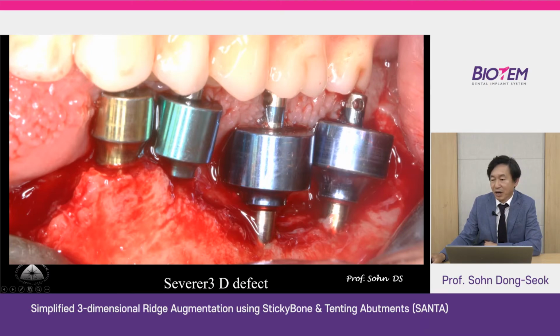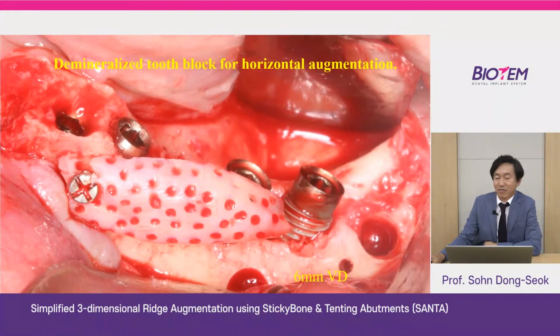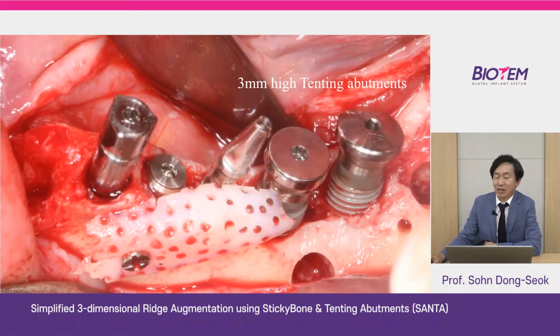You can see the huge vertical defect on the left posterior mandible. So as an alternative to the tenting pole screw, two implants were placed. At the same time, you can see now the 6 mm vertical defect. For horizontal augmentation, the mineralized osteoinductive tooth bone block was grafted on the buccal around the premolar implants. One mini implant was placed to support immediate fixed restoration, and this implant also used an abutment for immediate fixed restoration. And a 3 mm high tenting abutment was placed to prevent the collapse of grafting materials vertically.